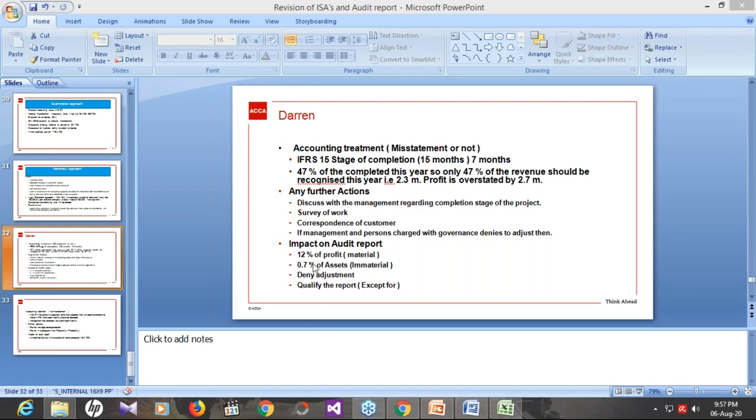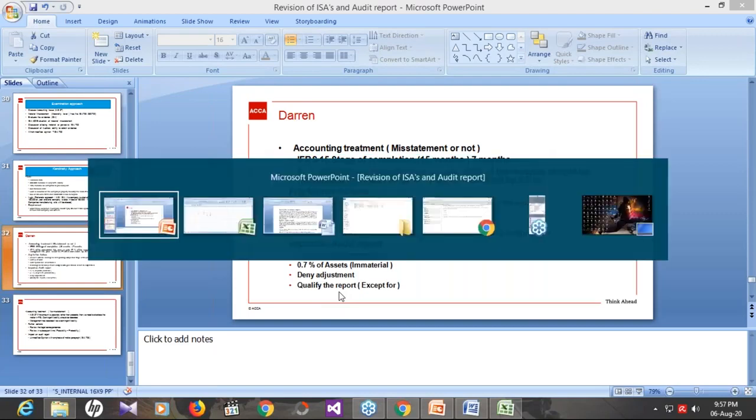If you discuss the materiality level, and then you judge and discuss that it is not pervasive according to ISA 701, it is material, and the auditor is able to obtain sufficient appropriate evidence, and then you come to the point that we are going to qualify the report, then you will get the complete 2 marks. So this is the marking scheme.